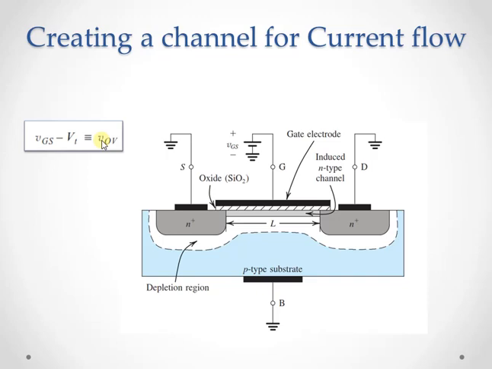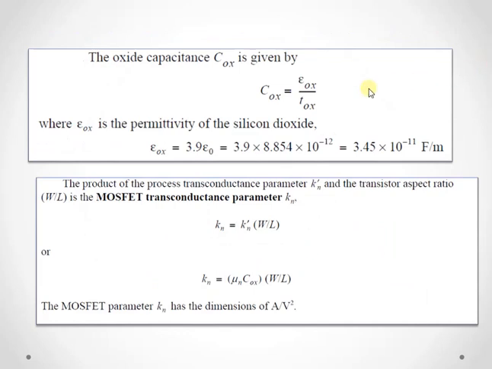Now, some of the parameters that are required in order to compute the numericals. One is the oxide capacitance, that is COX, which is given by EOX divided by TOX. EOX corresponds to the permittivity of the silicon dioxide, and this is equal to 3.45 into 10 to the power minus 11 farad per meter. Basically, COX corresponds to the capacitance of the parallel plate capacitor per unit area, which is measured in units of farad per meter square.